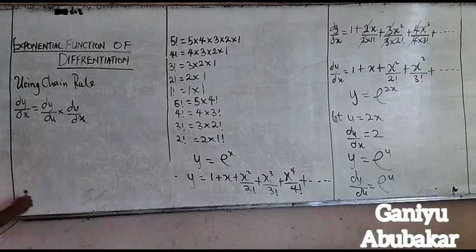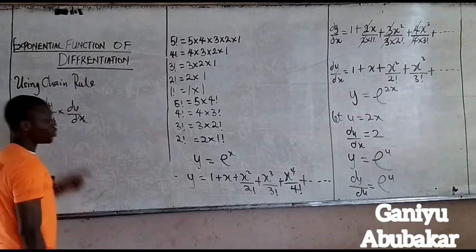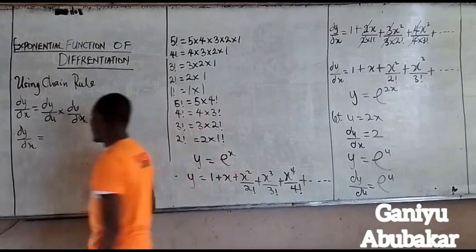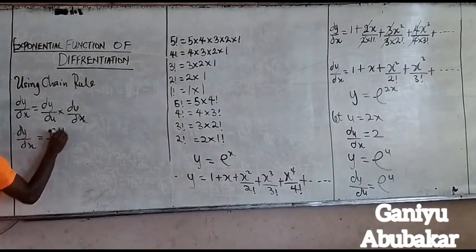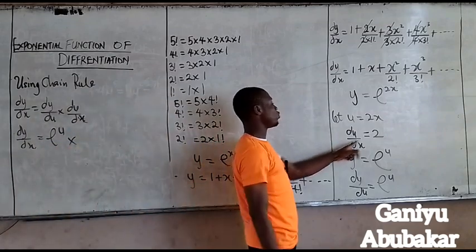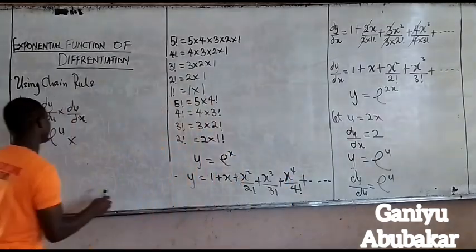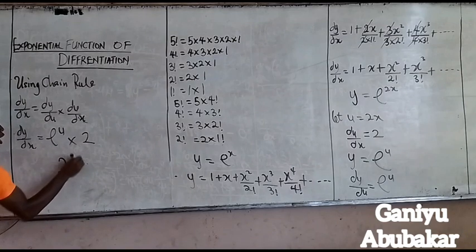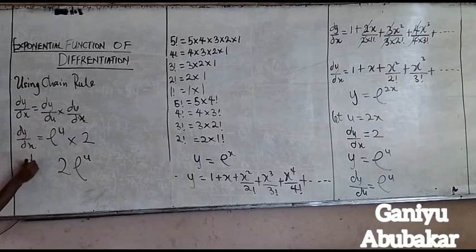So at this point, dy over dx is now, obviously, dy over du is what? Check. dy over du is what? Exponential u. So I'm multiplying exponential u by du over dx. Check. du over dx is what? Obviously 2. So I'll put in 2 here. Multiplying the 2 together, I'll have 2 exponential u. I'll have dy over dx here as 2 exponential u.